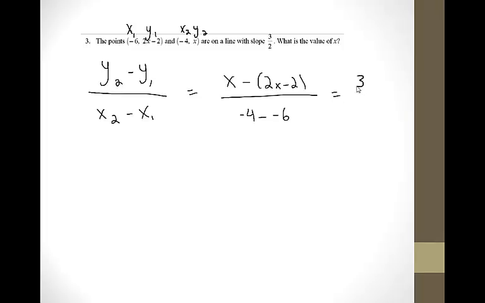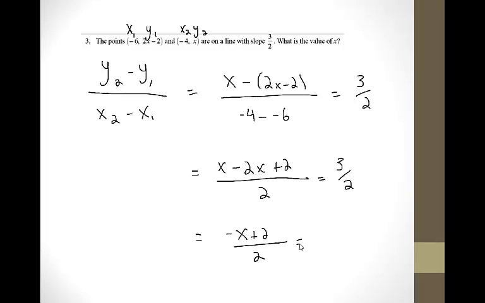And this equals 3/2. Alright, so up here, x minus 2x plus 2, because we're subtracting a negative. In the bottom, this is just 2. That's really cool because that means this top part has to equal 3. So negative x plus 2 over 2 equals 3/2. So negative x plus 2 equals 3, negative x equals 1, x equals -1.